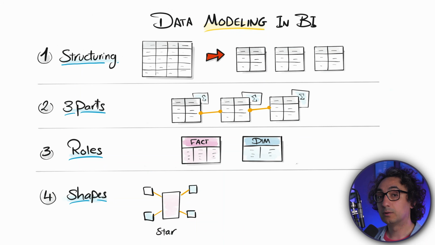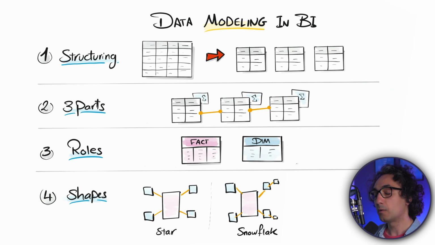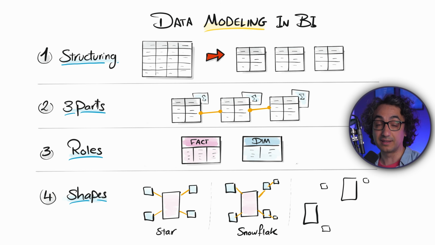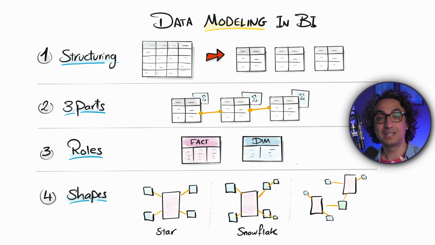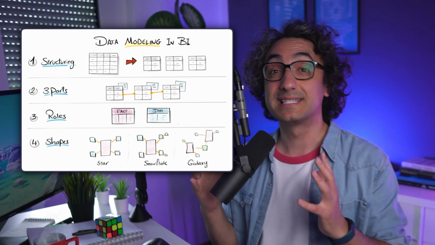And if one of your dimensions is getting bigger, we split it into two dimensions. Then we connect them together, and with that you get the Snowflake schema. Or in another scenario, if you have more than one fact that is sharing the same dimension, then you have a galaxy.